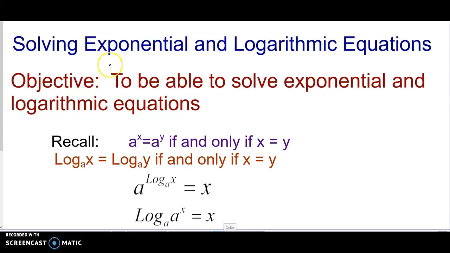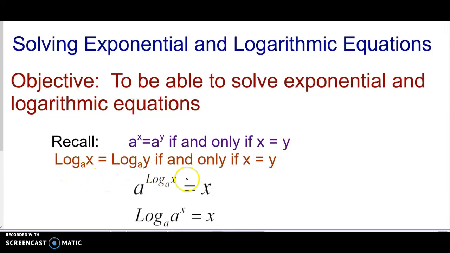So today we are going to focus on solving exponential and logarithmic equations. So we have an equation, we want to solve for x, or whatever variable is given. Some things that we want to recall that will be helpful for us in solving is that if I have the same base to an exponent and I know that they're equal, I can set their exponents equal to each other.